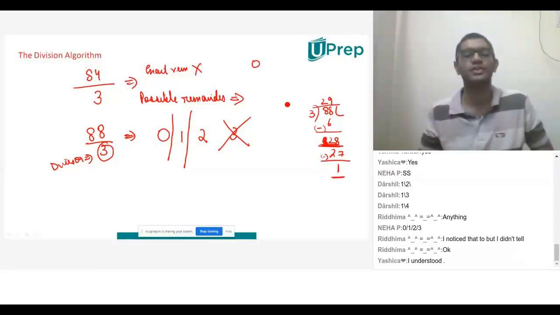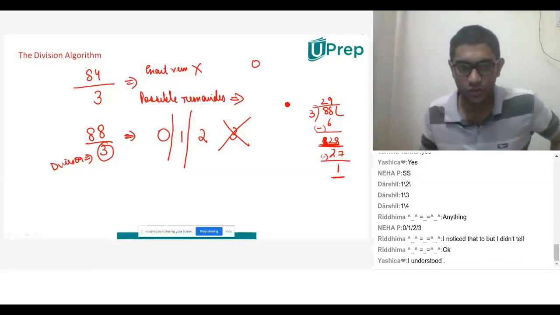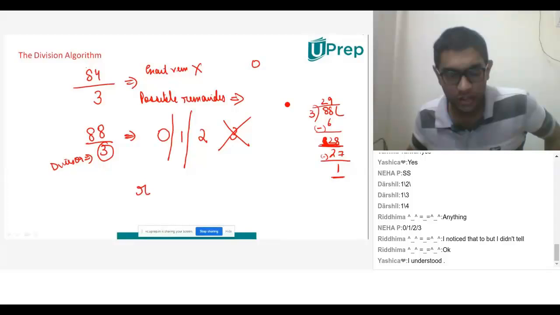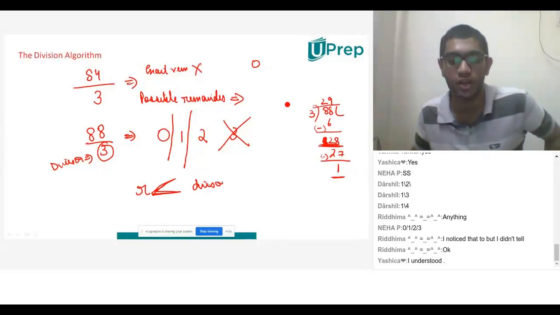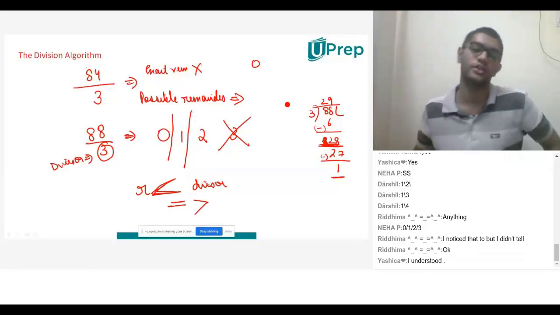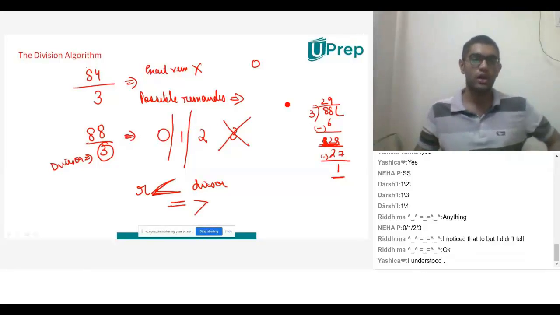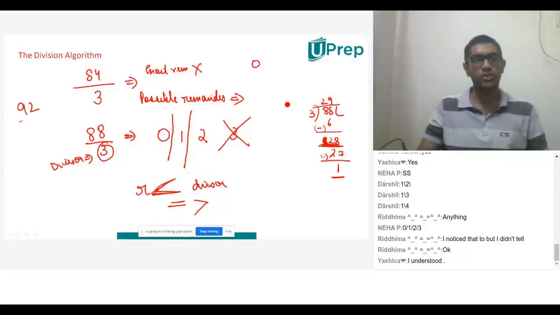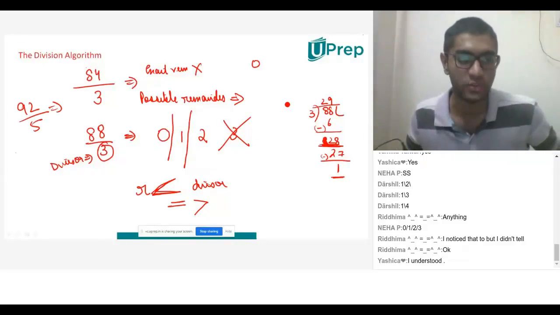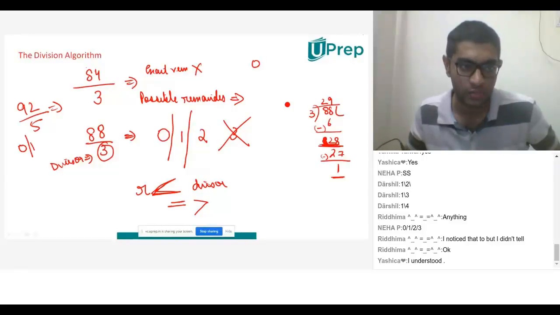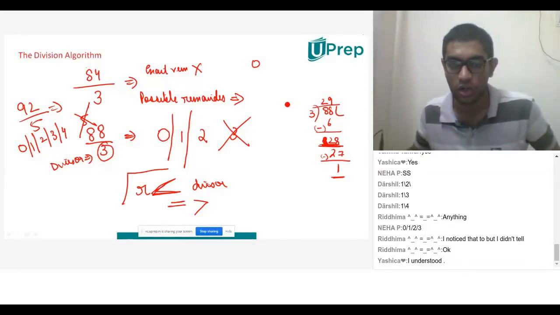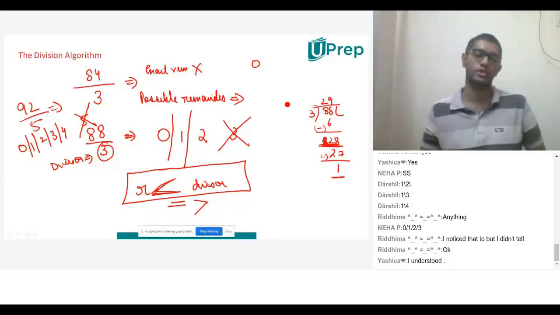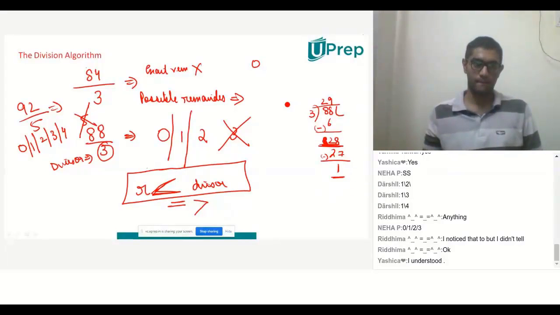Exactly. If I have to write it in the form of an inequality, I will say the remainder is always less than the divisor. It cannot be equal to or greater than. Is it very clear now? If I randomly ask you what is 92 by 5, what can be the possible remainders? It can either be 0, 1, 2, 3, or 4. Can it be 5? No, because it always has to be less than the divisor. Is this very clear now?